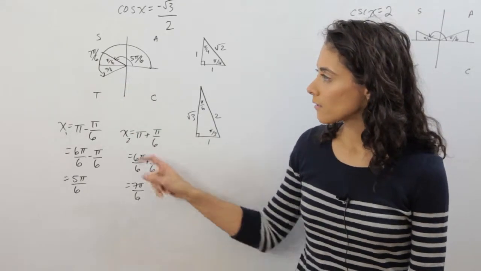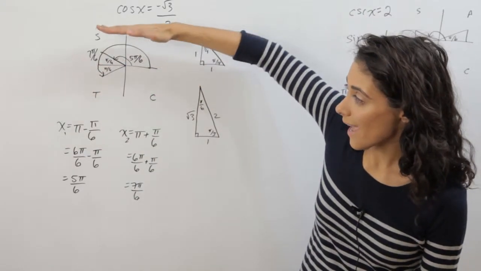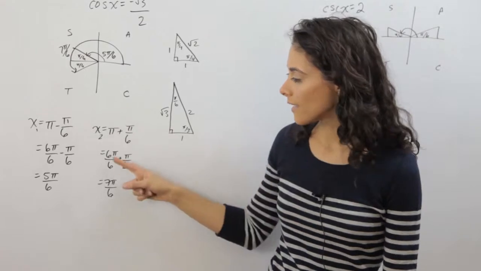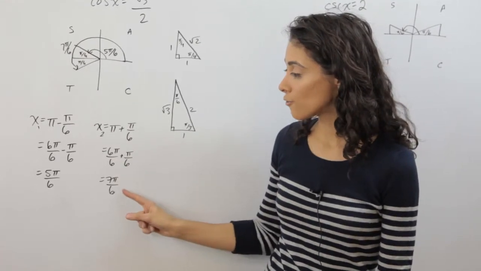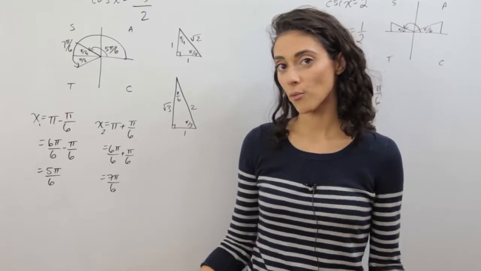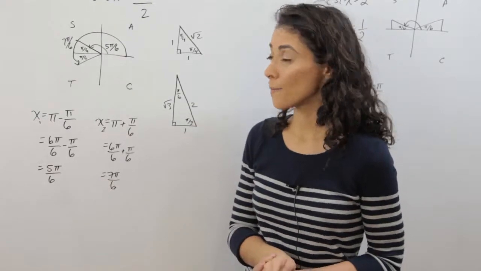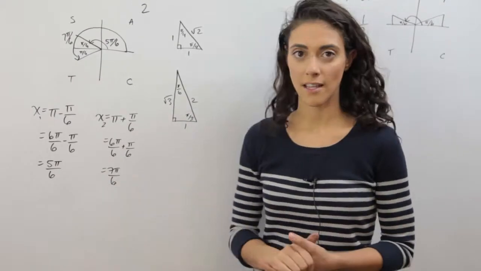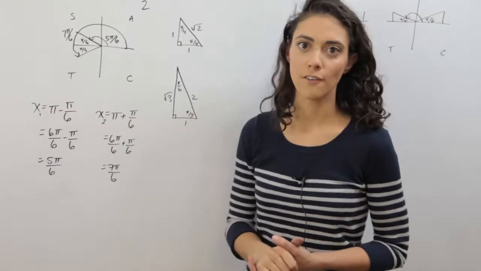To find that angle, I start at pi and I add pi over 6 to end up in the tangent quadrant. Again, making a common denominator, I find two answers. If you want to check your work, you could put this into your calculator, make sure it's on radians, take cosine of this angle and cosine of this angle, and you'll find that it's equal to negative root 3 over 2.